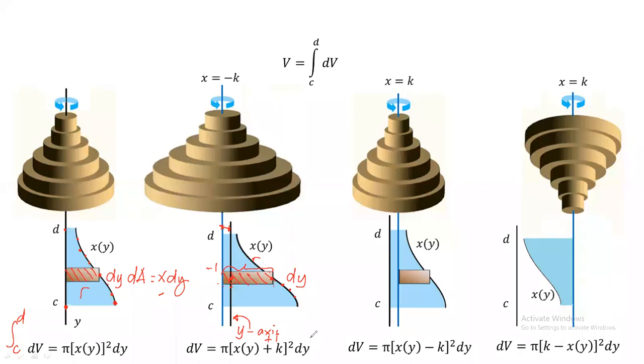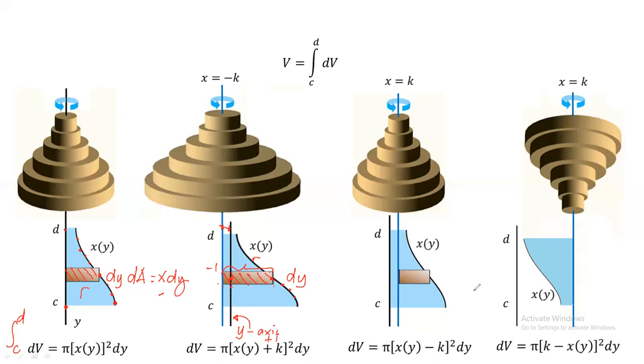Do you get it? You should understand the way you set up the radius of your differential area because it really matters a lot, especially in reference to the axis of rotation. Okay? Questions?